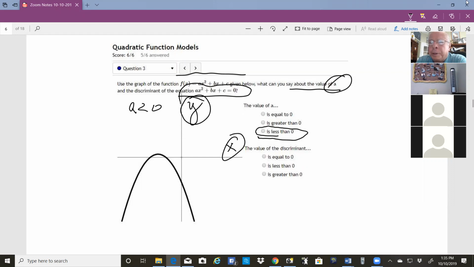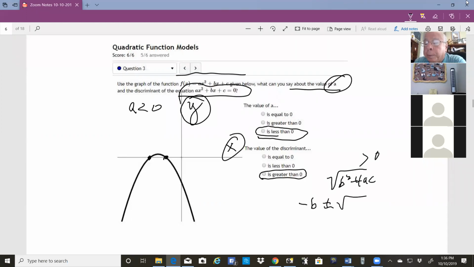Can you see the real roots? Where does it go through the x-axis? It's got two distinct points. If that is the case, then the discriminant is greater than 0. The discriminant is b squared minus 4ac. So if this is more than 0, the real roots would be minus b plus or minus the square root of b squared minus 4ac all over 2a.